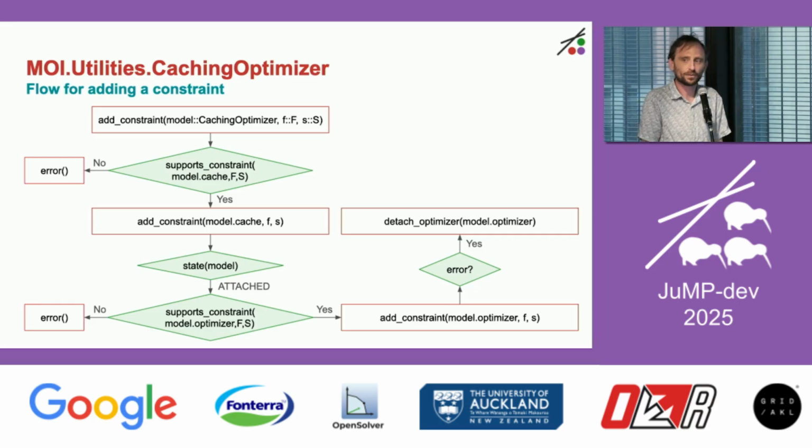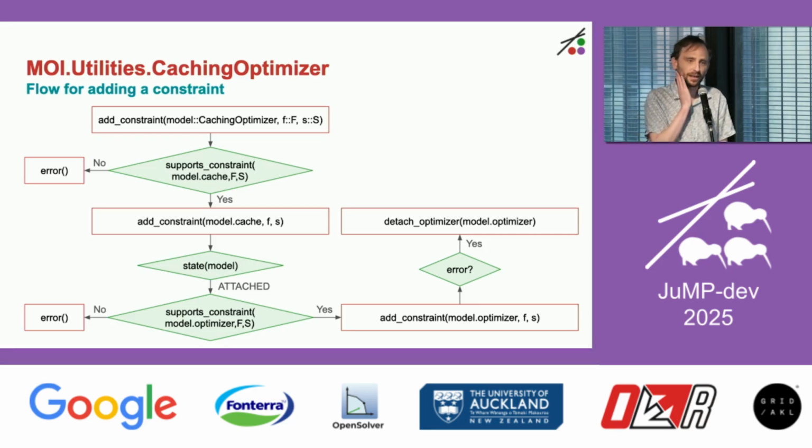Otherwise, we add the function and set to the cache, and then we say, hey, is our optimizer currently attached to the cache? If it isn't, there's nothing we can do. There's no optimizer yet. We're already done. If it is attached, we need to say, hey, optimizer, do you support this function and set? If no, we error. Otherwise, we try and add the constraint to the optimizer.